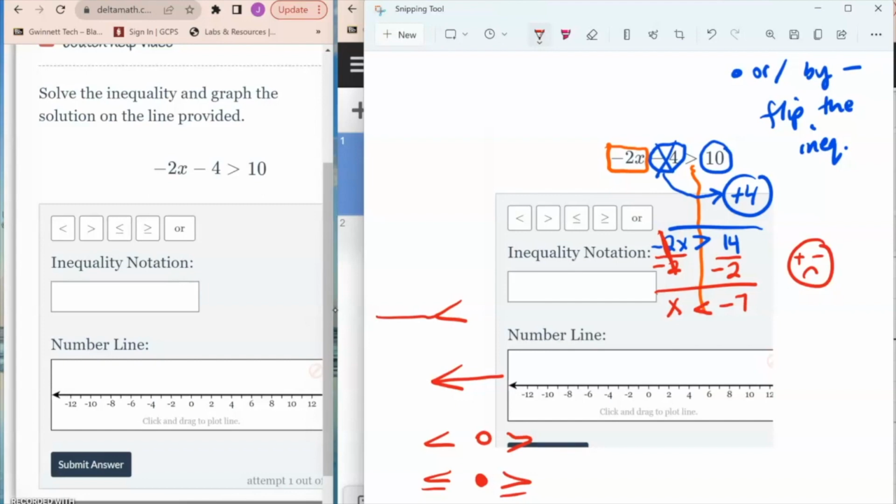This you read as less than or equal to. Okay, so just less than is open. So it's going to be open at negative 7. Open at negative 7, which is between negative 6 and negative 8. Open, and the arrow is going to the left.